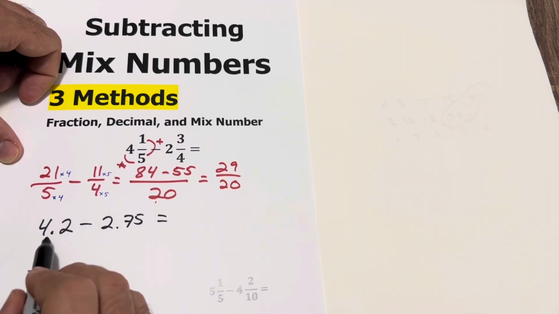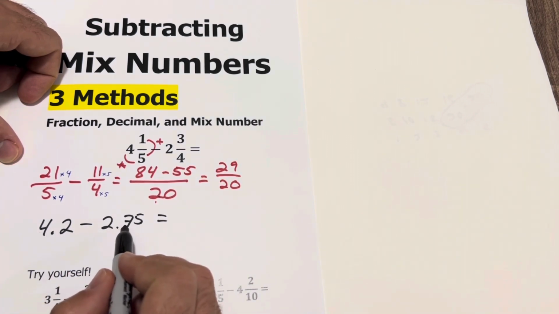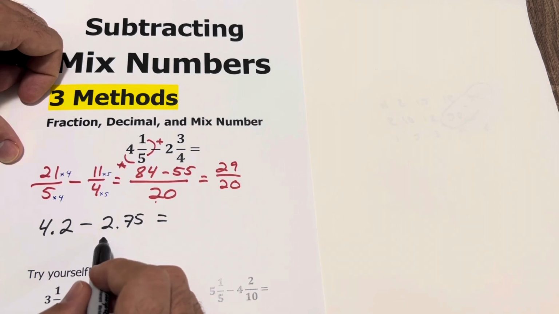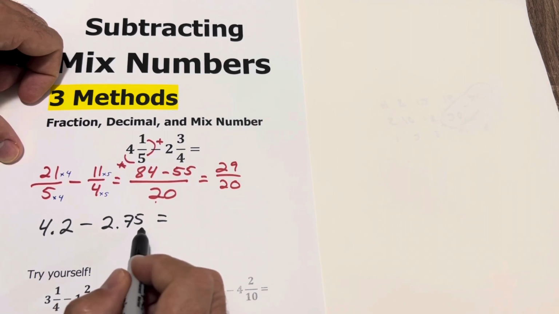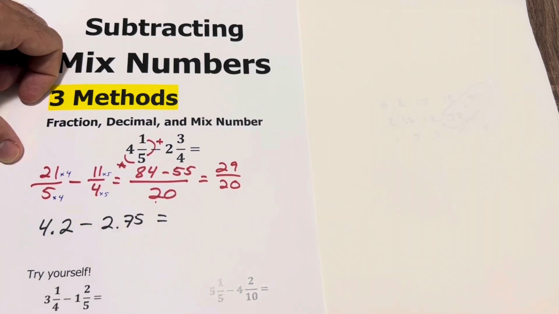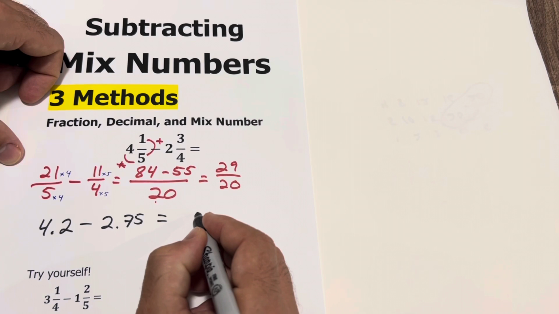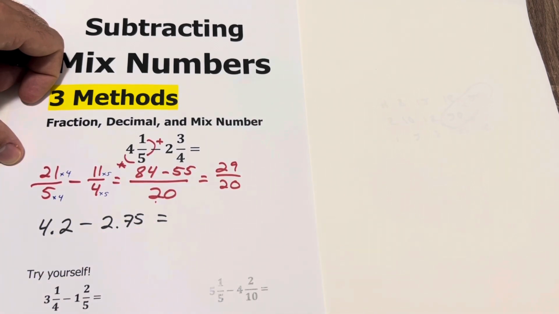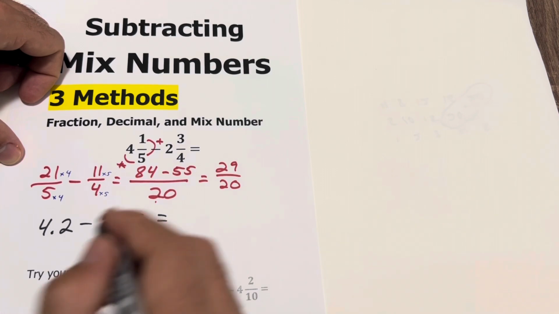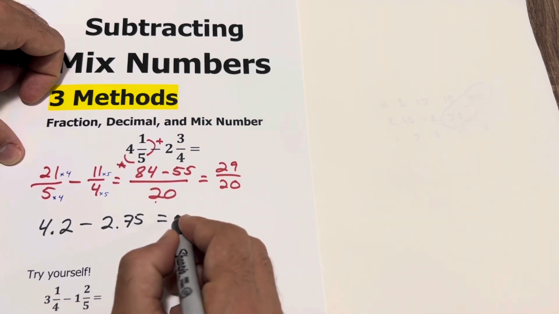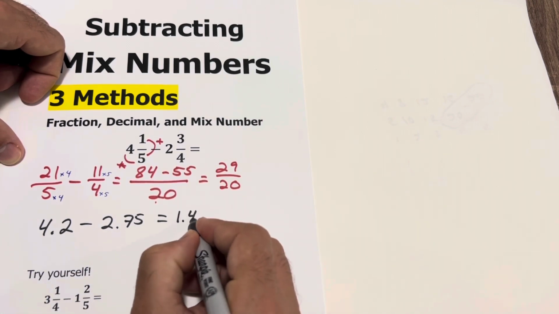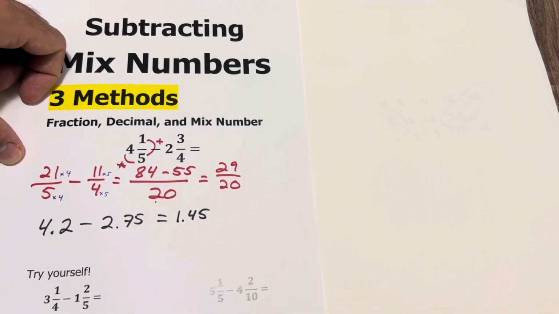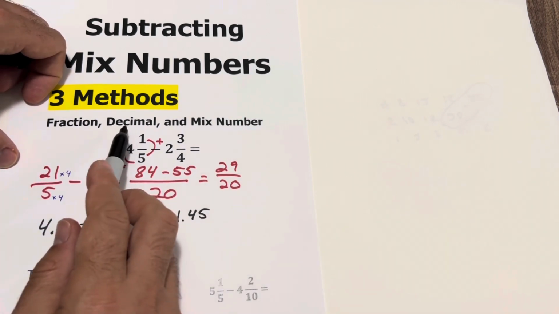2.75. So if I do the subtraction, that will be 1.95. Okay. So we do a subtraction, that will be 1.45. Okay, that's it. That's the answer as a decimal.